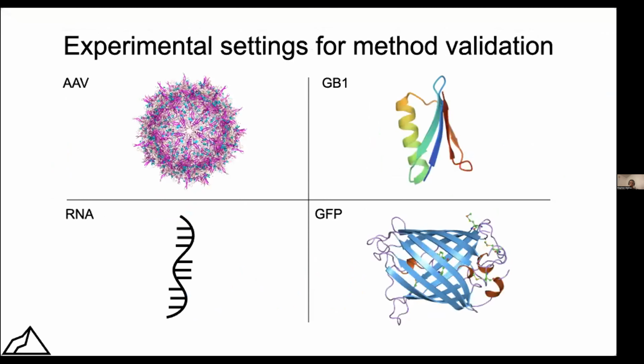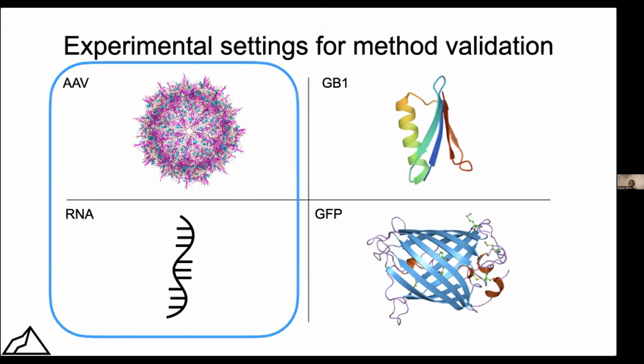Okay, so now I'm going to talk through some results. In the paper, we cover 4 experimental settings, all based on publicly available data sets. Today, I'm going to focus on the AAV and RNA landscape data sets, but again, you can refer to the paper for results in the other ones.